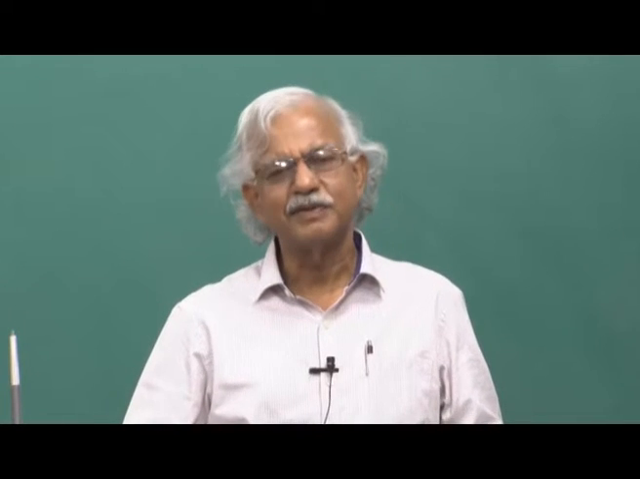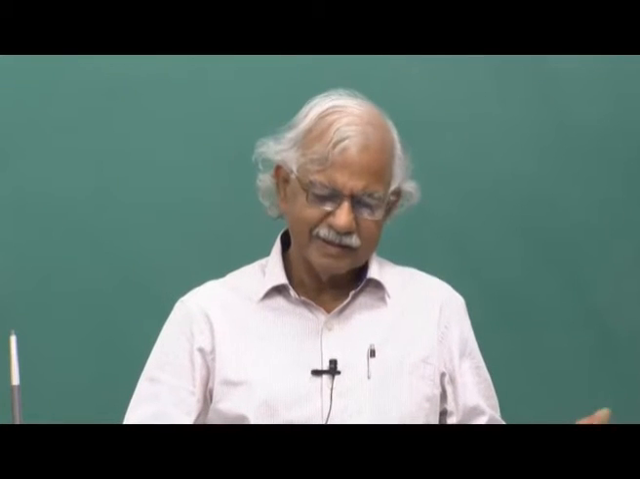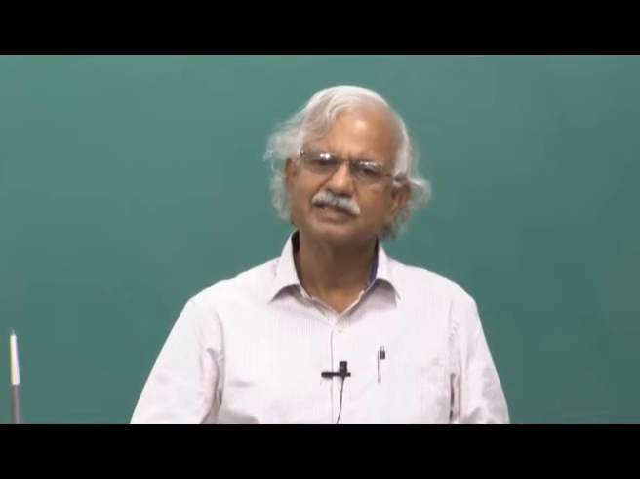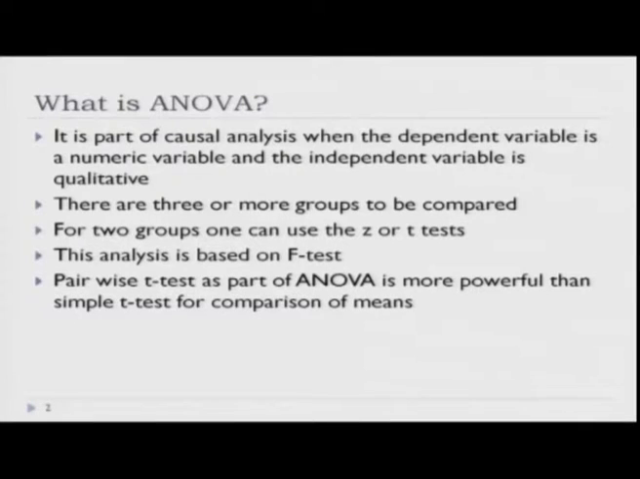If the number of groups to be compared is only 2, then as we have seen in t-test, you can use t-test for comparing means or proportions of 2 groups only. You can use t test or z test. But when you are simultaneously comparing 3 or more groups, then t test cannot be applied. Then we go for f test, and comparison of means of some variable between 3 or more groups is done by applying the principles of analysis of variance or ANOVA.